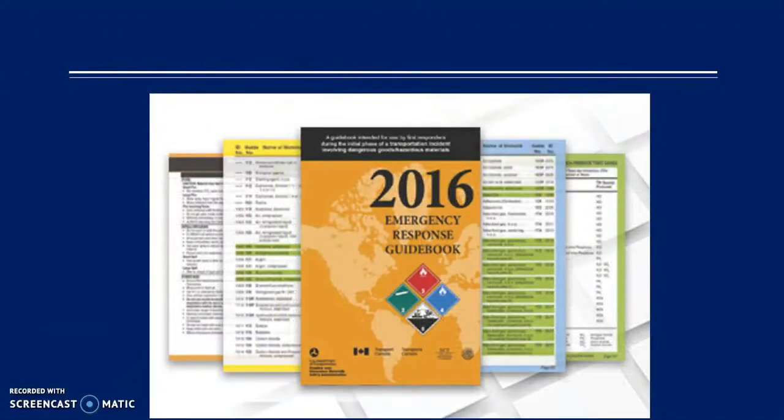Together, these sections make up the ERG. While the guide contains critical information that can help preserve safety and minimize risk during the initial response phase of hazardous materials incidents, its effectiveness is largely dependent on how well you are able to access and act on this information in real time. So let's start practicing with the ERG.